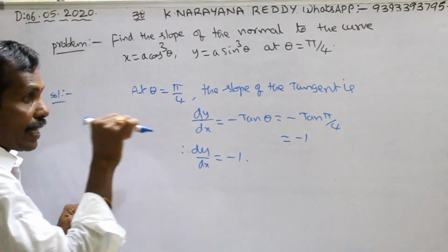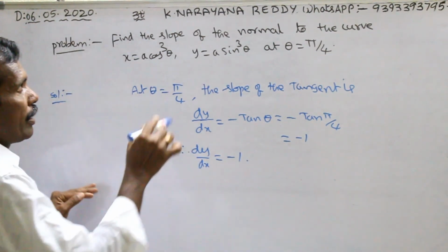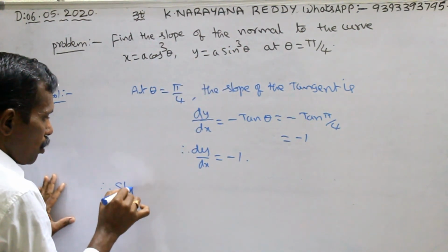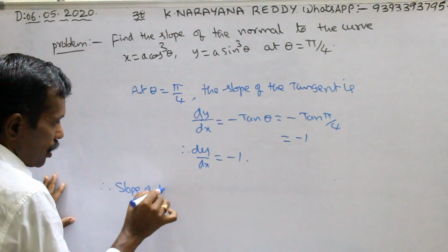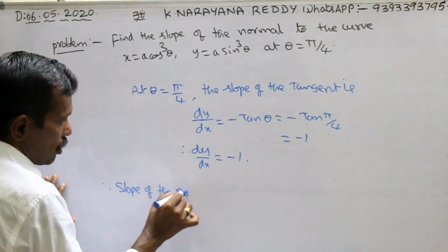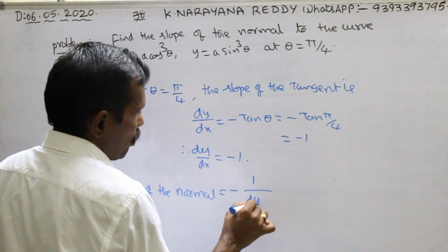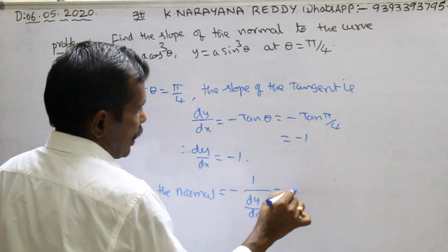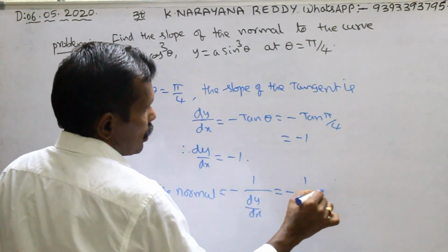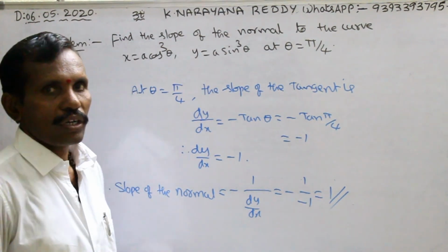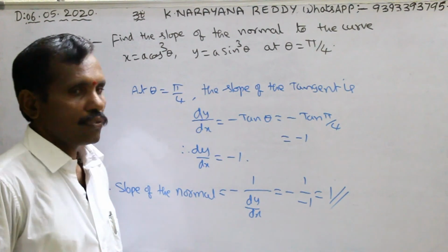This is the slope of the tangent, but we want the normal. Yes, the slope of the normal. Therefore the slope of the normal equals minus 1 by dy by dx. Minus 1 by minus 1, nothing but 1. That is the answer. Okay, in this way you can find the slope of the normal.